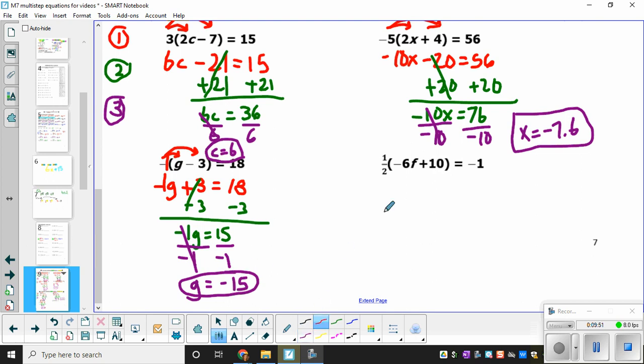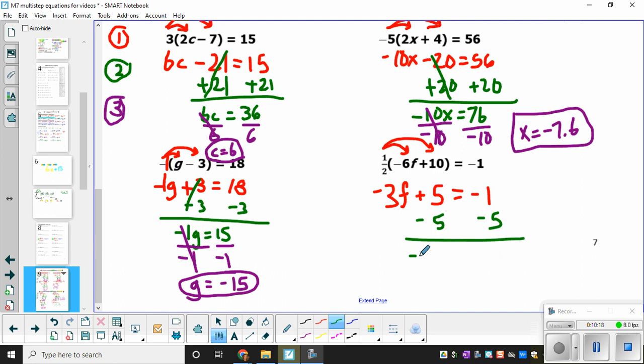And now here we are on the last example here, where we're going to distribute a fraction. I just wanted to show you guys another example of that. So a half of a negative 6 is a negative 3. And so half a negative 6f is negative 3f. Half of 10 would be 5, and since it's a positive 5, I'm going to put plus 5. All right, now for the next step. So that was the first step, we distributed. Now we're going to get rid of the constant.